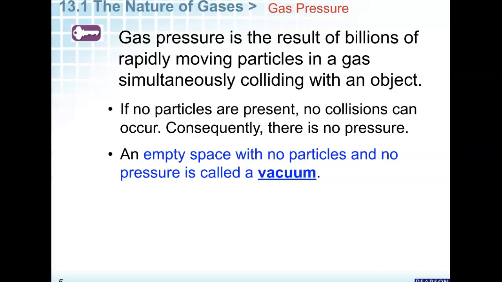A vacuum is empty space. There's nothing in there at all. No particles, no gas particles, liquid particles, solid particles. It has absolutely nothing. Since there's nothing in a vacuum, there's no pressure because there's no collisions. You have to have collisions in order to have pressure.